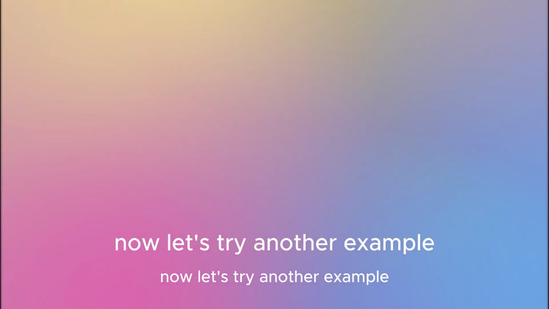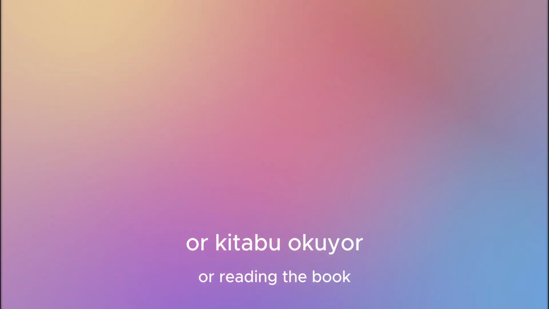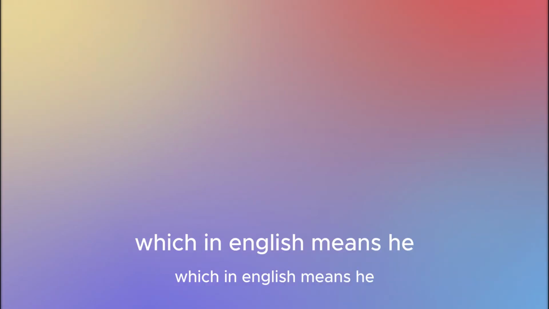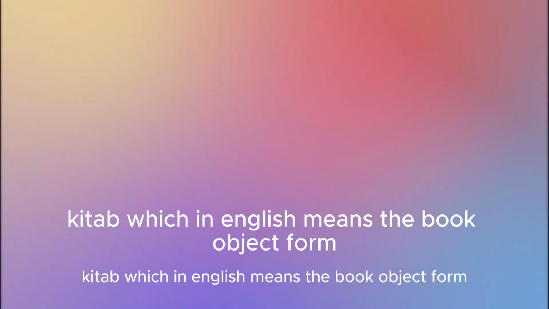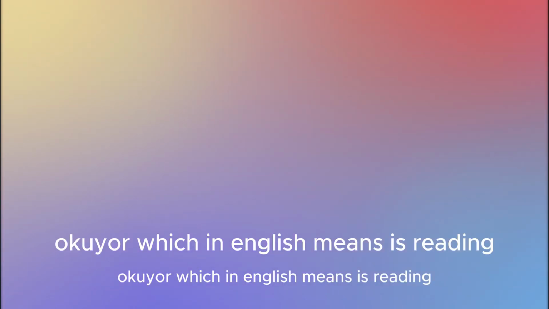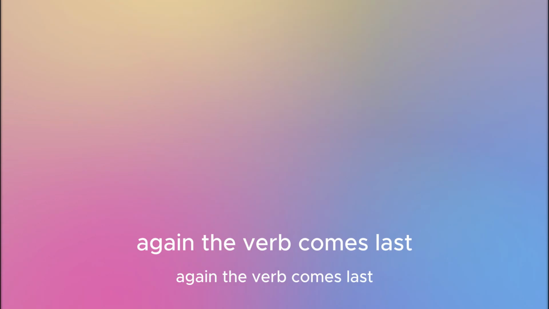Now let's try another example. O kitabı okuyor, which in English means he/she is reading the book. O, which in English means he/she, kitabı, which in English means the book, object form, okuyor, which in English means is reading. Again, the verb comes last.